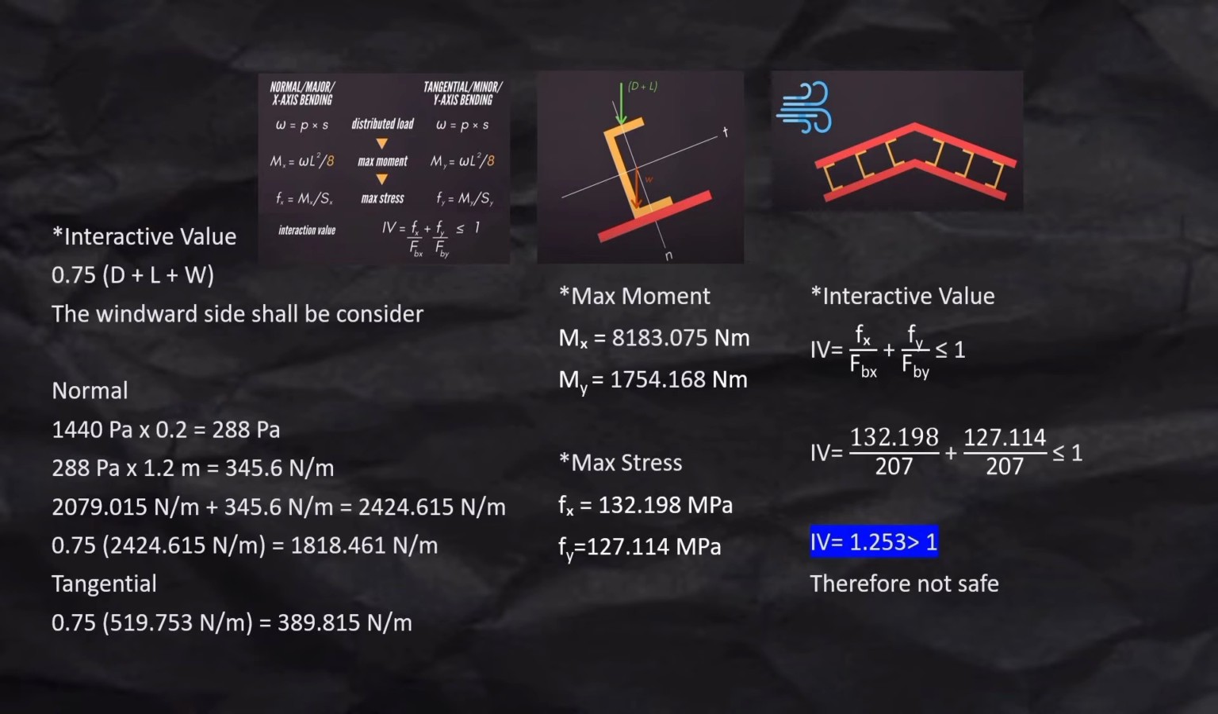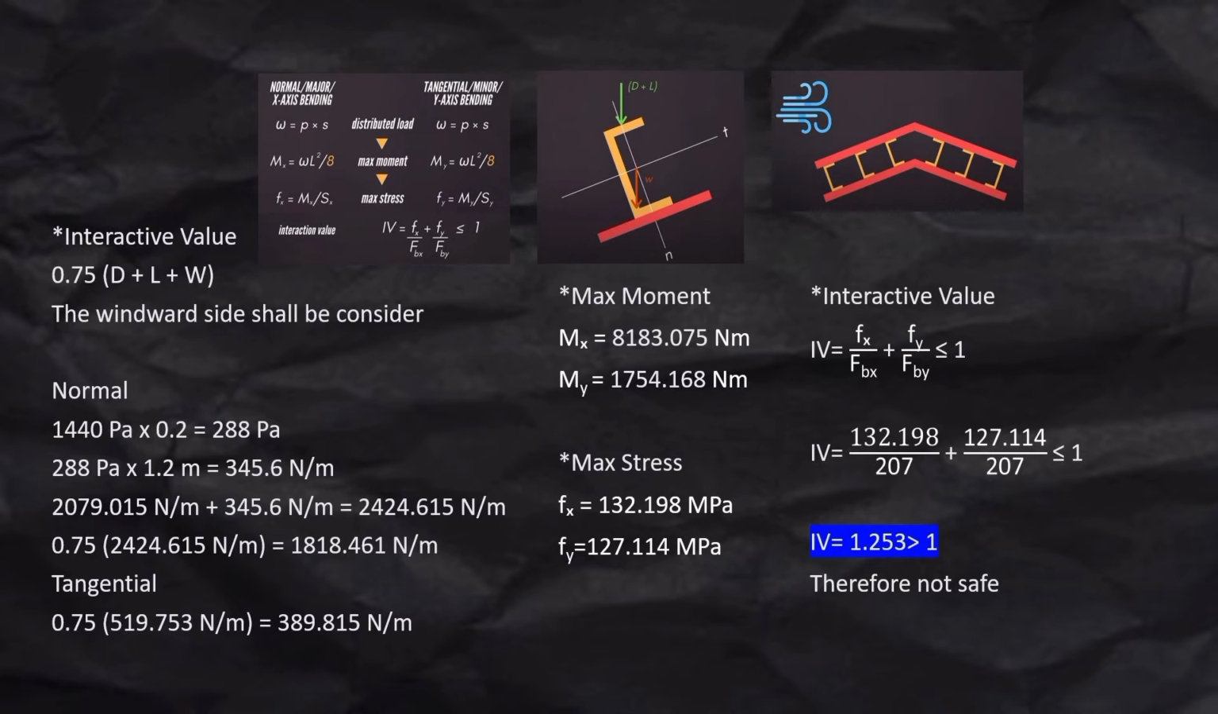Ito na. Yung interactive value, yun yung IB is equals to fbx over fpx plus fby over fpy, which should be less than or equal to 1. Pag kasi sumobra siya sa 1, ibig sabihin nun, hindi siya safe. So, compute natin, 132.198 over 207. Yung 207 na yun yung allowable bending stress na given kanina. Yun yung fpx and fpy.